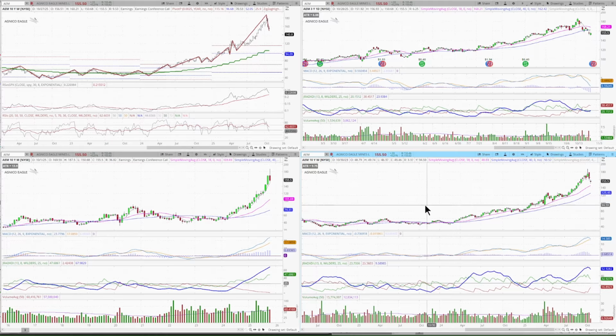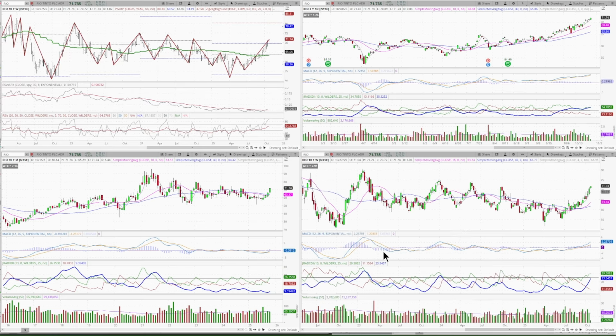So low ADX, and we're waiting for a breakout. Strong ADX, we are waiting for pullbacks. Okay, let me give you a different example. We're going to look at something like Rio.